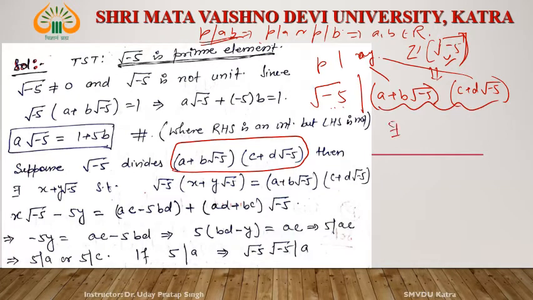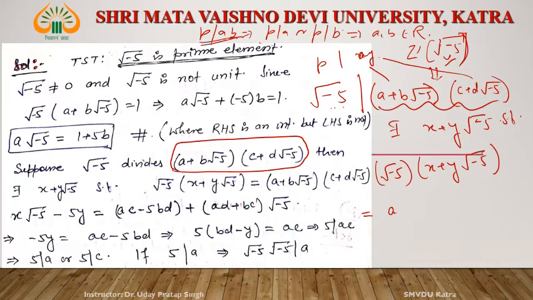It means there exists x plus y square root of minus 5 such that p, meaning this, into x plus y square root of minus 5 equals a plus b square root of minus 5 into c plus d square root of minus 5. So multiply these terms. The LHS is equal to x square root of minus 5 minus 5y. And what is the RHS? The RHS is AC minus 5BD and AD plus BC into square root of minus 5.